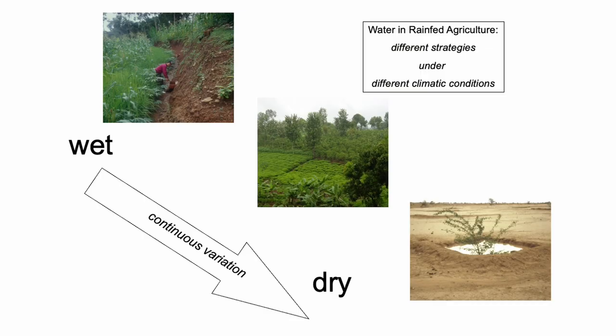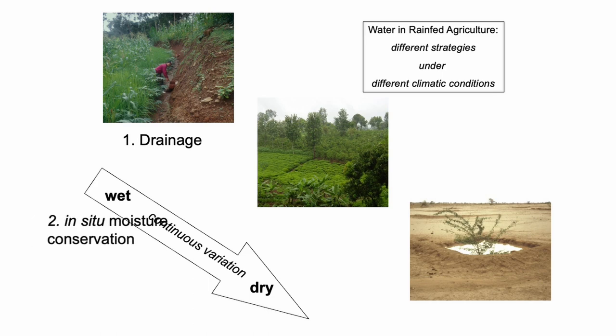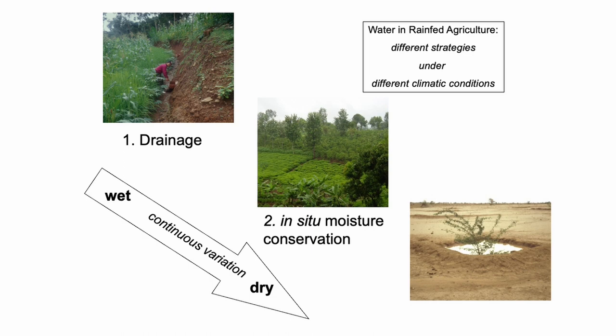Here's something we looked at in class 2, the continuous variation in terms of water availability. Where it's the wettest, rainfall runoff will need to be carefully drained out of the system. Where there's only just enough water, then in-situ moisture conservation is required. Where it's dry and irrigation is not possible, then water harvesting comes into play.